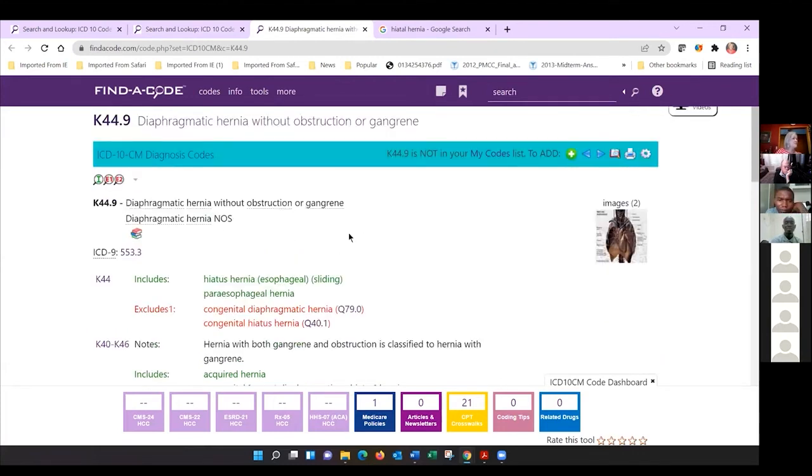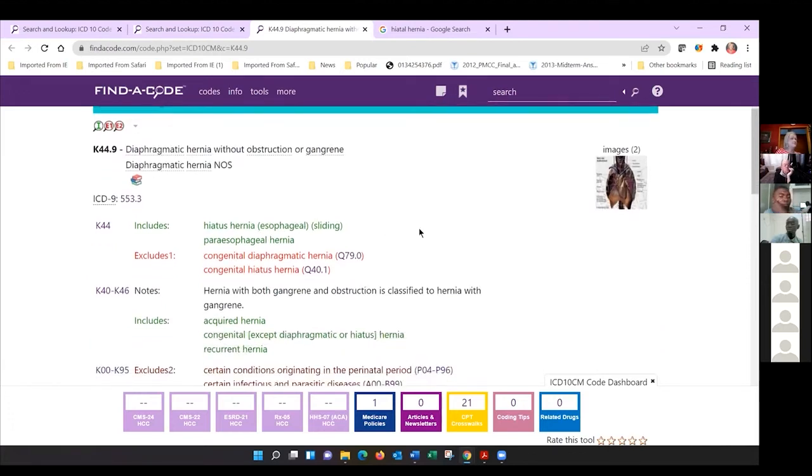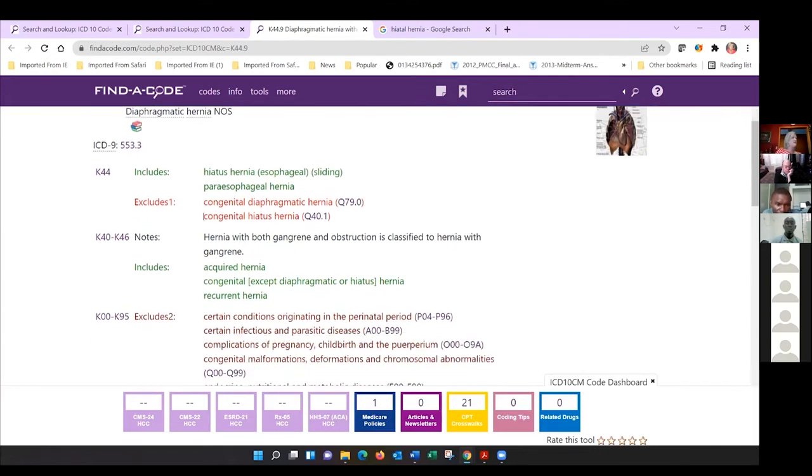So K44.9, I've got an includes note. Look, there's my hiatus hernia. All right, and it also includes the paraesophageal hernia. Now, if my hiatal hernia was congenital, I couldn't code it here. But if it's not documented as congenital, we don't code it as congenital.